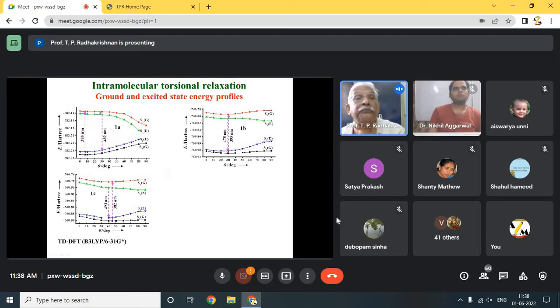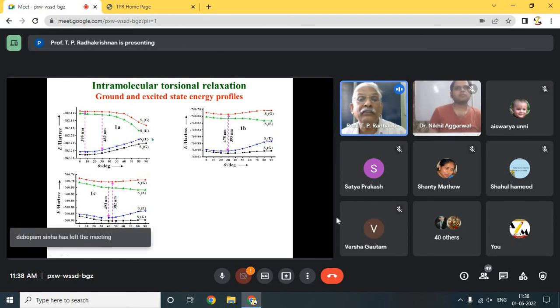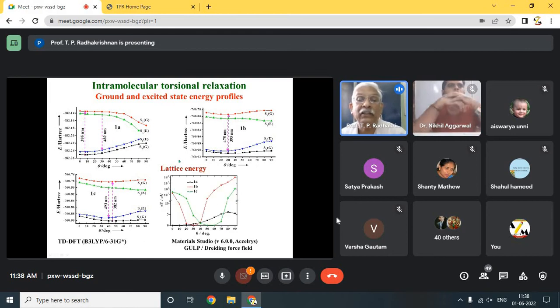The excited state in the S0 with the ground optimized geometry, ground geometry in the S0 state, S1 state of the ground geometry, and S1 state of excited state geometry, S0 state of excited state geometry. So there are four energy surfaces that we compute, and using all these numbers, we can show that they are in reasonably good agreement with the experiment.